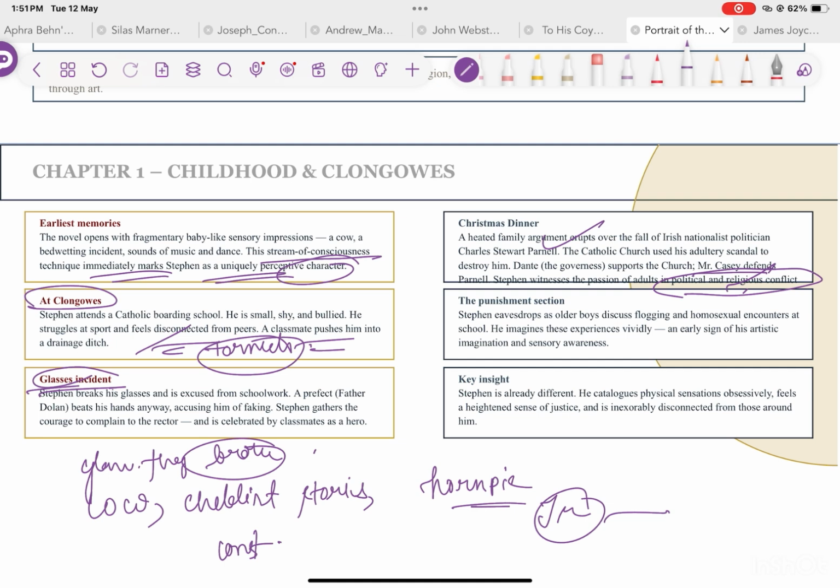Stephen witnessed the passion of adults in the political and religious conflict. So at a young age, Stephen begins developing political ambition, shaped by the family, and his views about Parnell and Irish politics change as he grows older and gains a deeper understanding of adulthood.